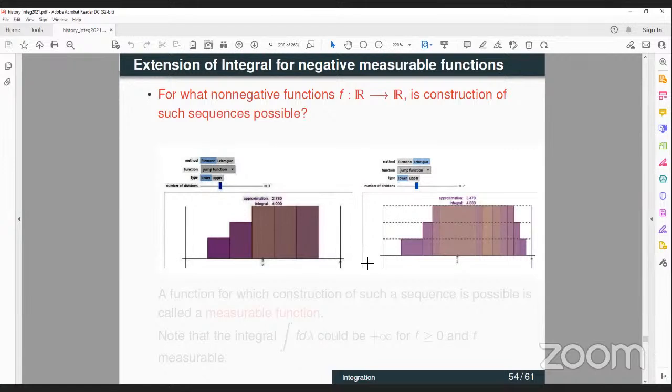So here is a function. The graph of this function is this black one. On the right hand side, I am showing the Lebesgue integral. On the left hand side is the Riemann integral. So in the Riemann integral, what we do is we take a partition of the domain. Okay. So this blue are the partitions.